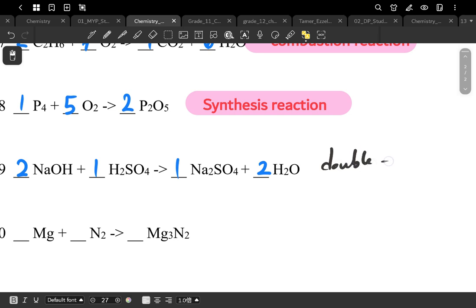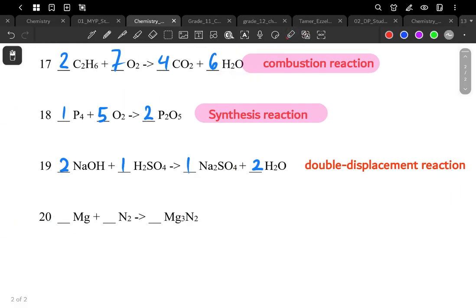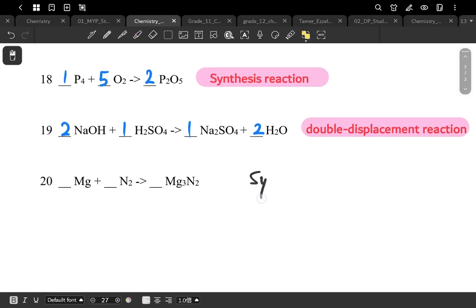Why is it a double displacement reaction? Because when the sodium takes the place of the hydrogen, the hydrogen also takes the place of the sodium and makes a water molecule. And this is also called a neutralization reaction. So it's a double displacement reaction and a neutralization reaction.